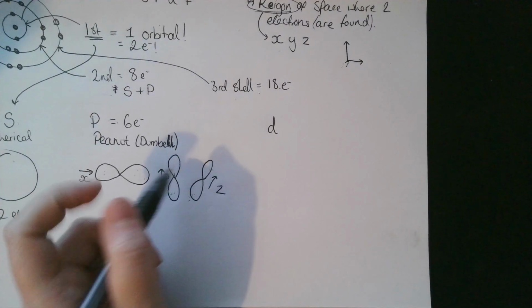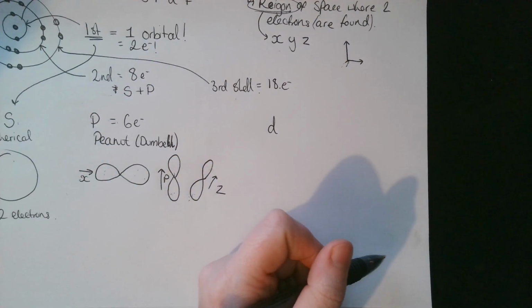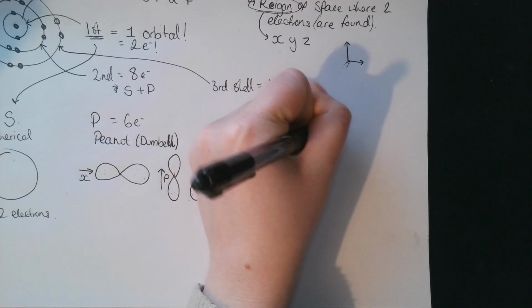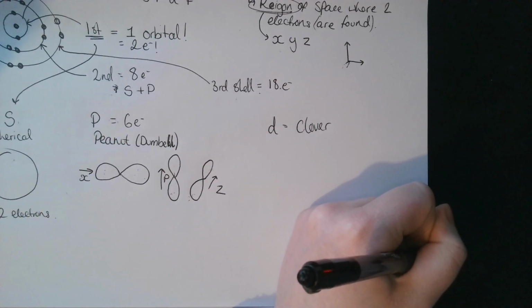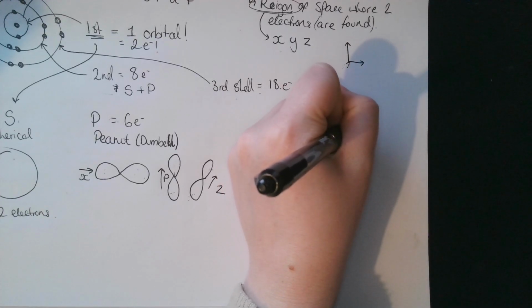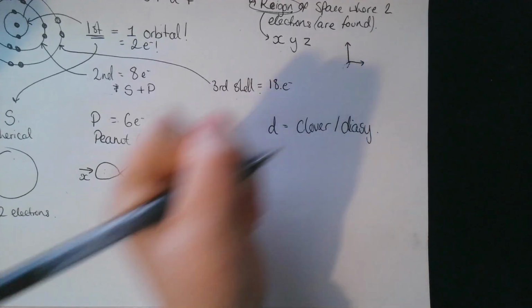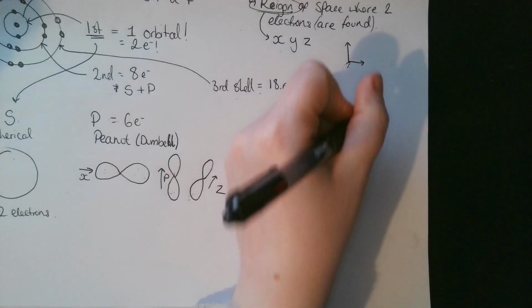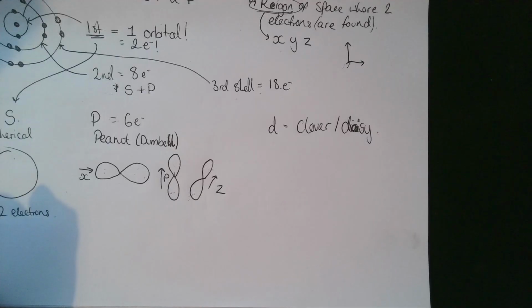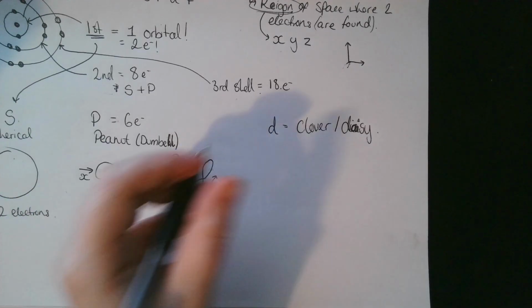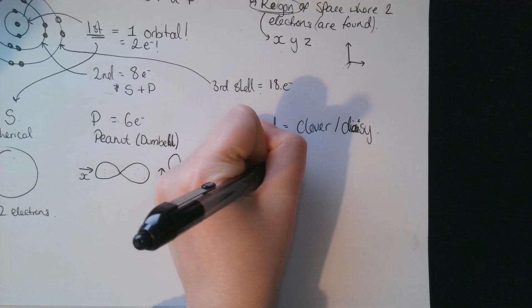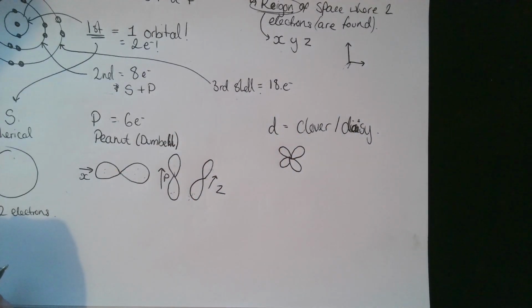So with d, we have again sliced. And it's kind of like a clover. That is what A level wants you to mention. I call it a daisy. And I cannot spell. Welcome to my TED Talk. It's a daisy. So it does look like a four-leaf clover. That is a horrible drawing.